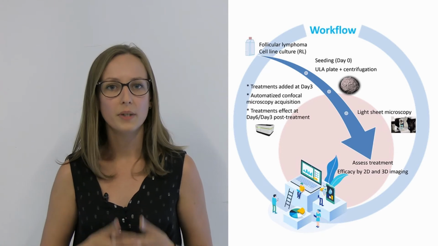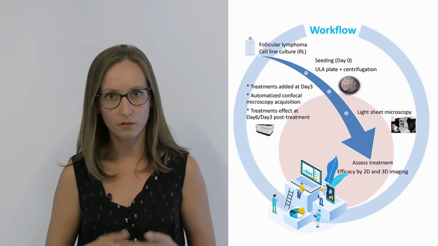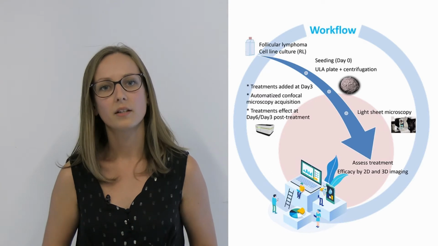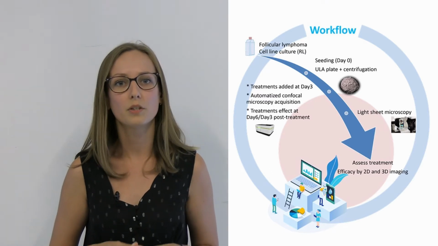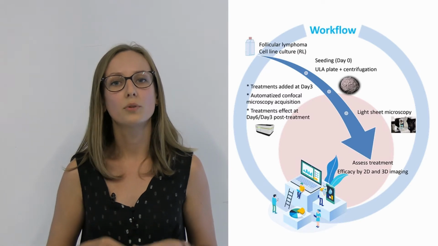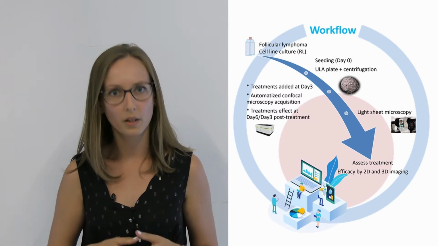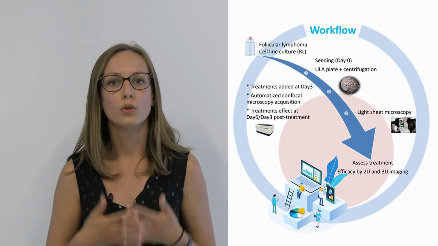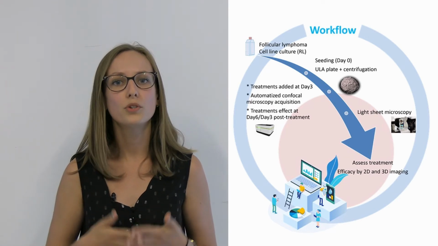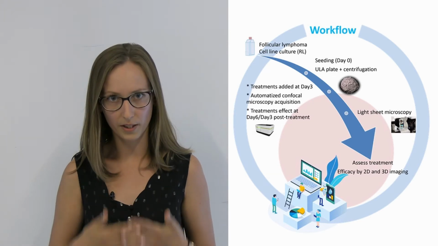We culture a B-NHL cell line called RL, first in suspension, and then, thanks to specific 96-well plates called ULA, for ultra-low attachment, we perform the seeding of 2,500 cells per well, and we do a centrifugation in order to shape the 3D model. Those models are called ULA-MACL, for multicellular aggregate of lymphoma cells.